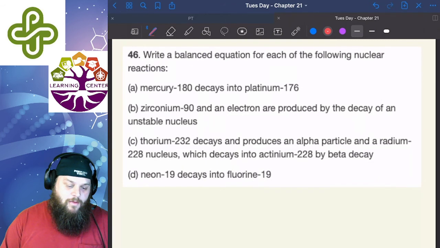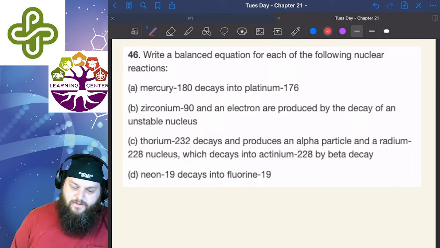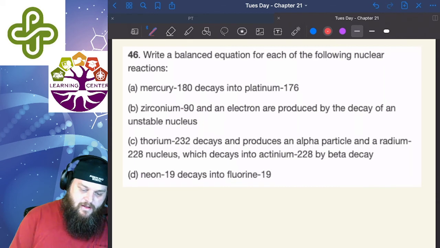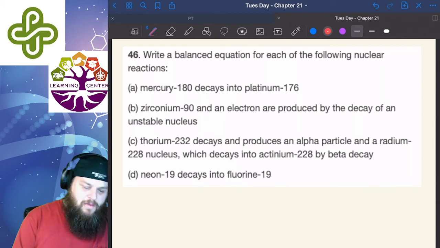Last problem for me. This is a pretty quick one because it just says to write a balanced equation for each of the following nuclear reactions. We basically have already done a lot of these, and here they're just wording it out. I'm not sure why it's so far in the homework. This is number 46.